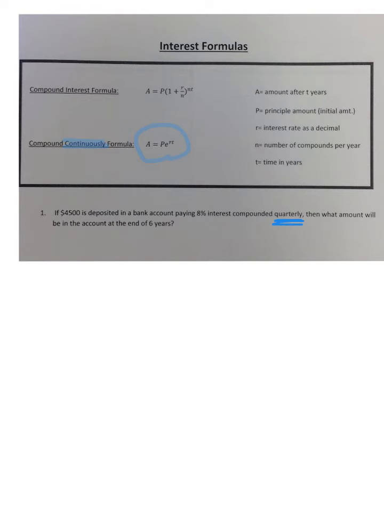Let's read the rest of the question. What amount will be in the account at the end of 6 years? So they're looking for the amount. I'm going to have A equals, P stands for the principal, or that initial amount that we start with, and that's $4,500. Then we do 1 plus the rate. Please make sure that when you're putting in the rate, it's always in decimal form, not in percent form. So that's 0.08. We're compounding quarterly, that's 4 times a year, and then we're going 4 times a year times 6 years.